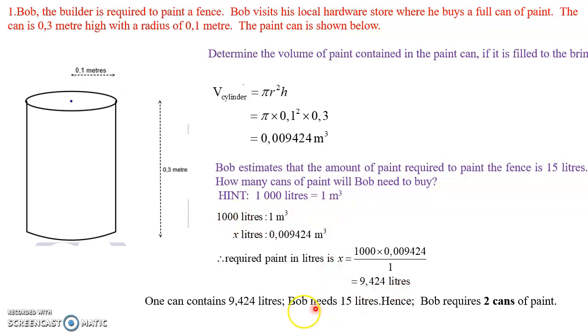And remember, one can contains 9,424 liters. Bob needs 15 liters. Bob requires 2 cans of paint. So Bob requires 15 liters of paint, and one can is 9,424. He can't buy one can and part of the second can. Therefore, he has to buy 2 cans of paint. I'm going to rush through the second example.